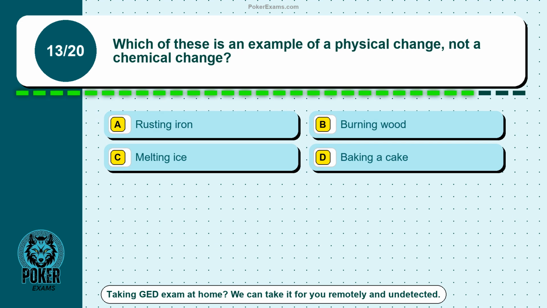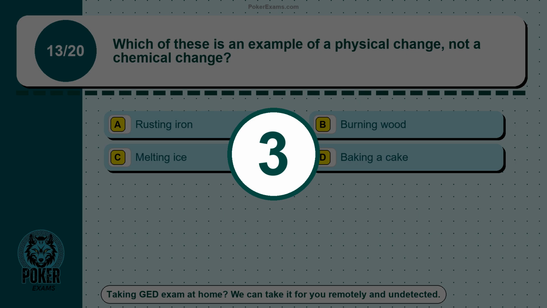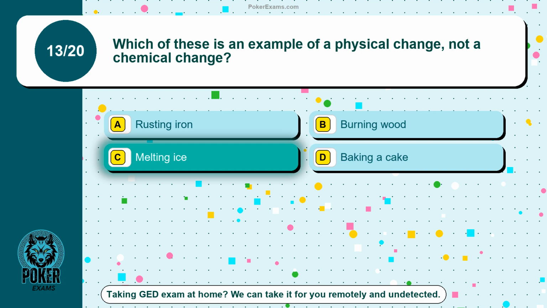Question 13. Which of these is an example of a physical change, not a chemical change? Option A, rusting iron. Option B, burning wood. Option C, melting ice. Option D, baking a cake. The correct answer is option C, melting ice.